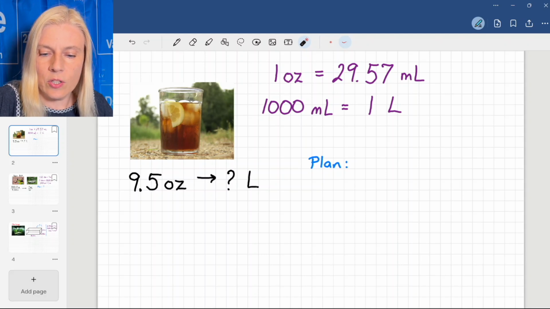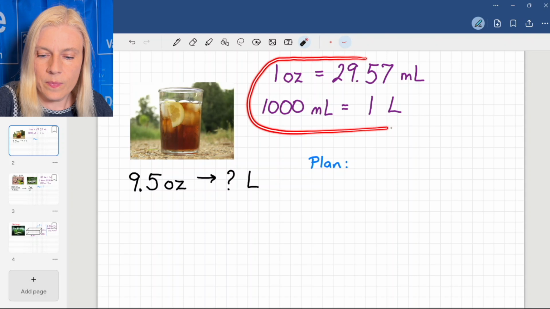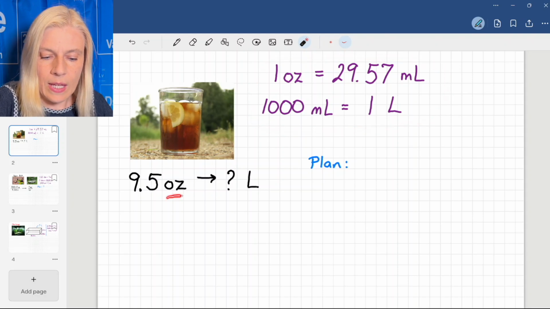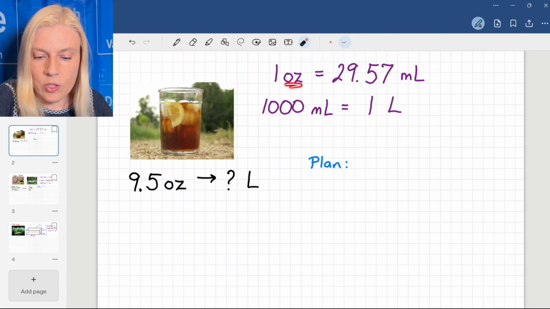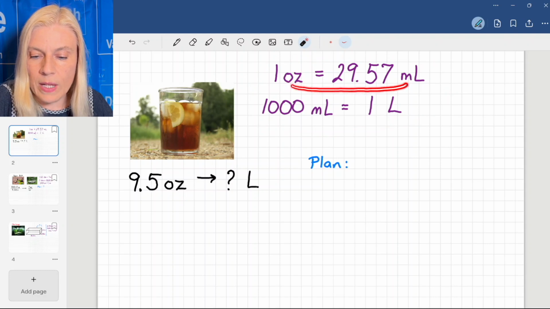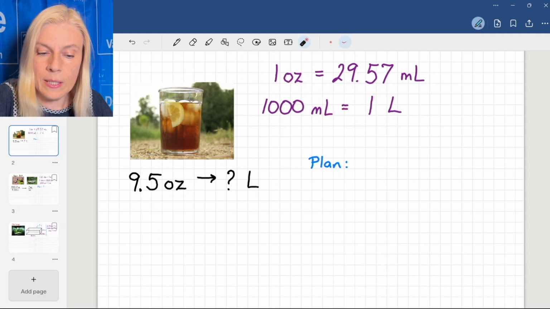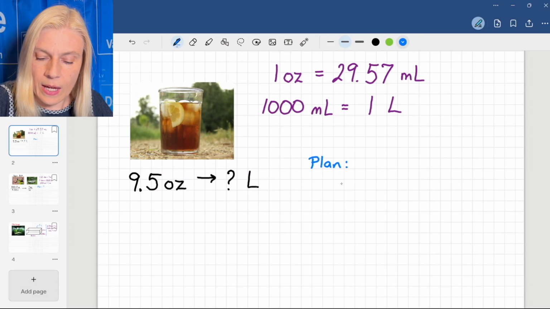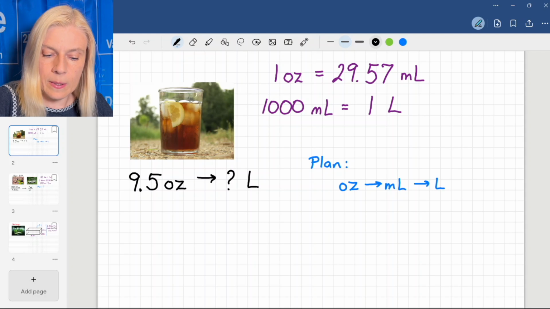Let's look at the conversion factors that we have. We are given ounces, and here are the conversion factors with ounces. So it seems like if I go from ounces to milliliters, then I have milliliters here and I can go to liters, right? So my plan will be to take the ounces, change it to milliliters, and then change it to liters. That's my plan. So let's start.